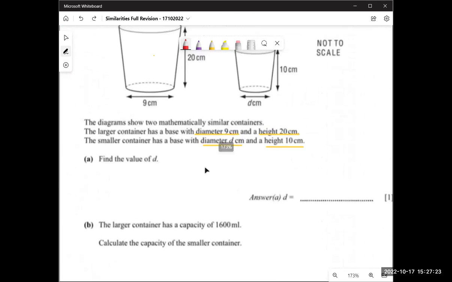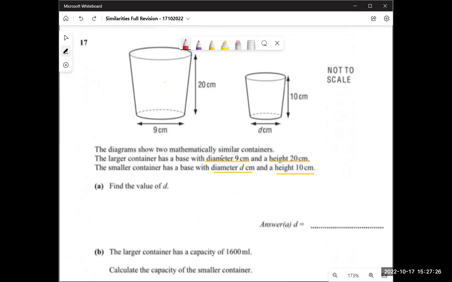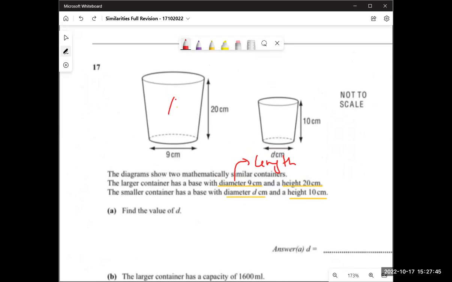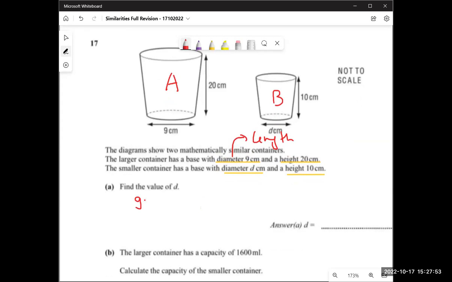Let's continue. The diameter comes under length. It's not area, it's not volume, it's length. So this is your diameter, and this is d. Now both of these are similar shapes. So what we can do is write 9. Let's say which is smaller. Safa, which of these shapes is smaller? A or B? B. So what we'll write is 9 is equal to k into d.